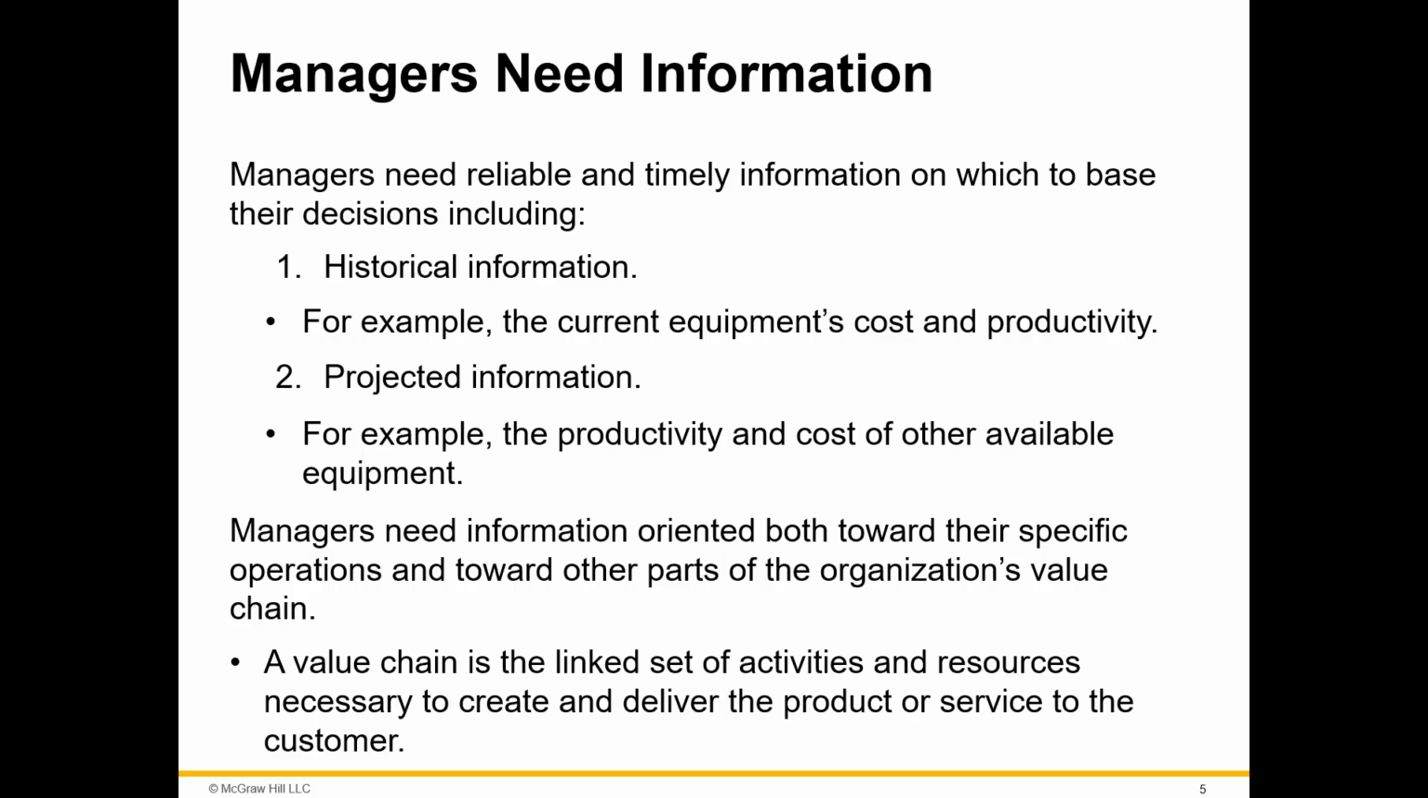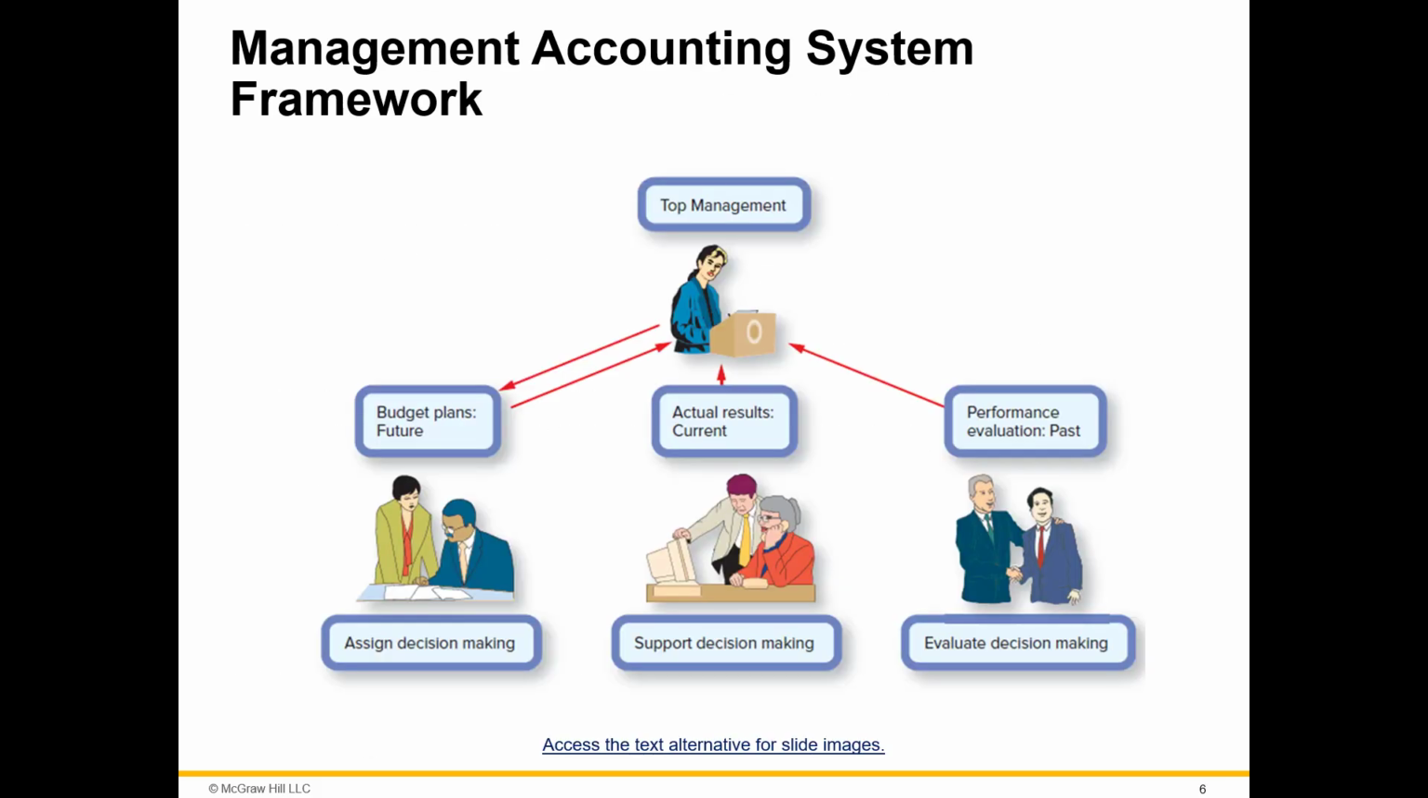So to understand that, we understand a value chain, where value is created at each stage of the process of creating and delivering either a product or service or both. There is a management accounting system framework. This is what we've just been talking about: we're assigning decision making, deciding who gets to make it. We support that decision making with information, and then we evaluate how well someone has performed. And so you can see this information that comes out of the system to support this.